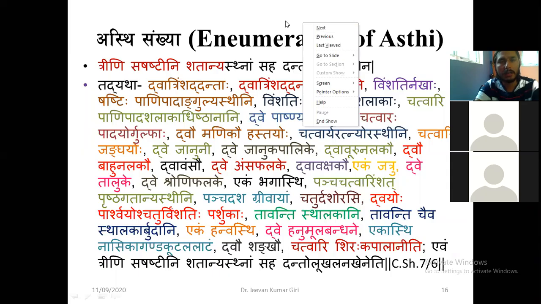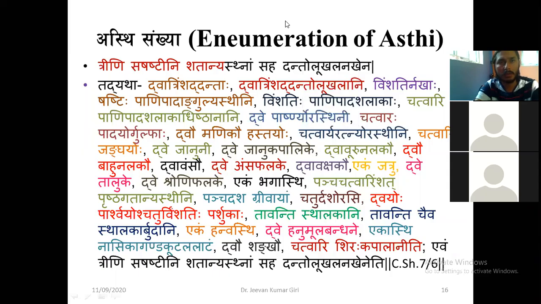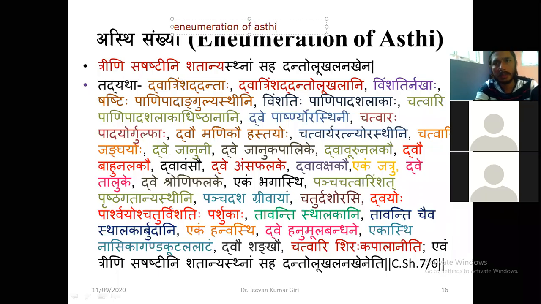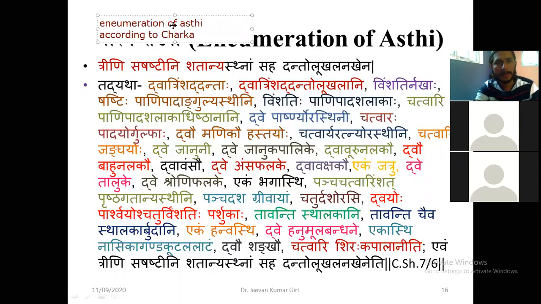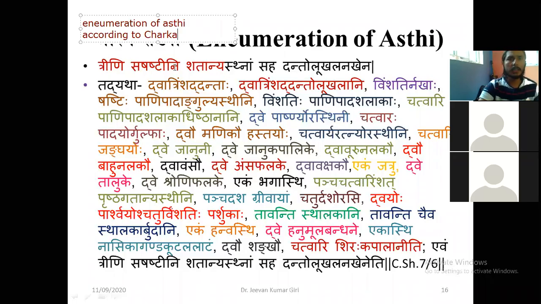Now how did he count the 360 bones? Enumeration of bones according to Acharya Charaka. Now see here. Trini Shatastini Shatanyasthanam Sahadanta Ulukhala Nakhena. See, he has counted the 360 bones. So how did he count 360 bones?